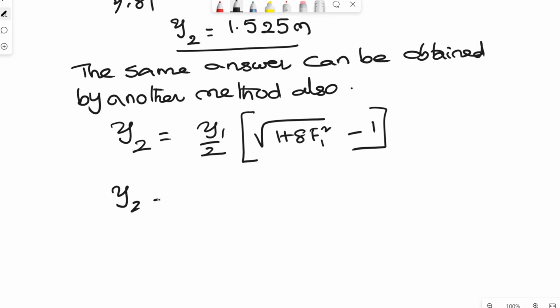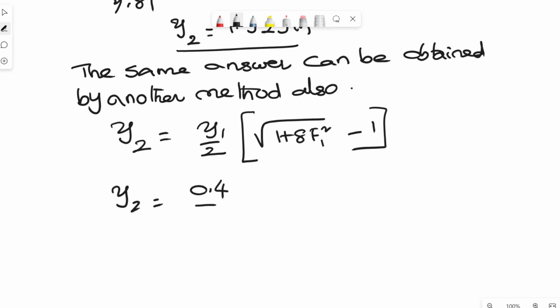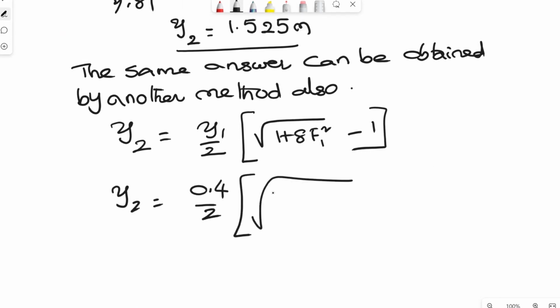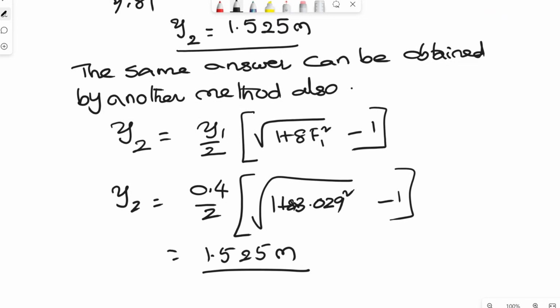So y2 is equal to 0.4 by 2 into square root of 1 plus 8 into F1 square, where F1 you calculated as 3.0298, minus 1. So here also, if you calculate it, it will be 1.525. So whichever method you want, you can choose it, we don't mind.